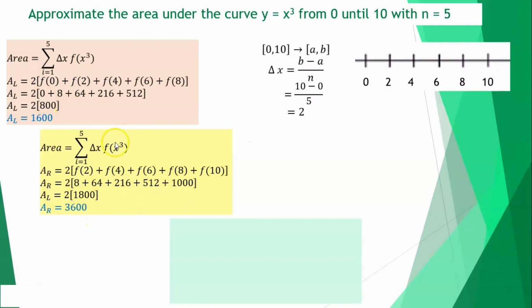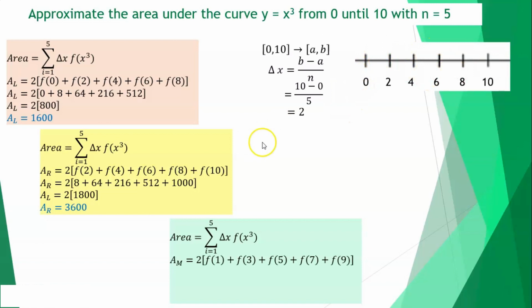So let's make use of the midpoint rule. So take note, the midpoint of 0 and 2, so that would become 1. This is 3, 5, 7, and 9. So substitute here. So 1 cube is 1, 3 cube is 27, until 9 cube, which is 729. So add all of this. That's 1225 times 2, so it's 2450.